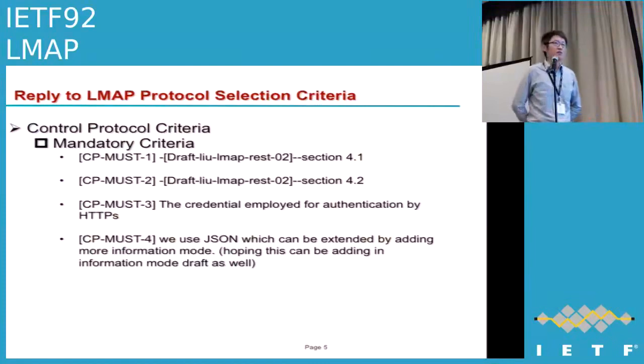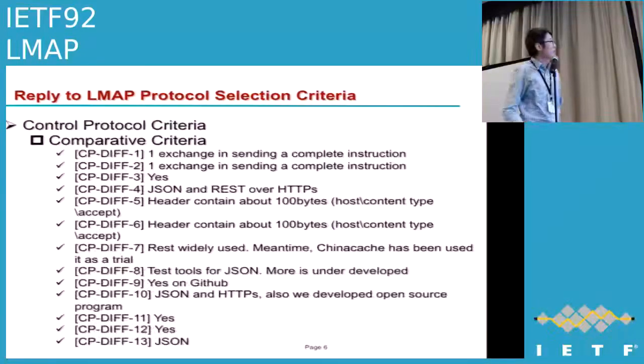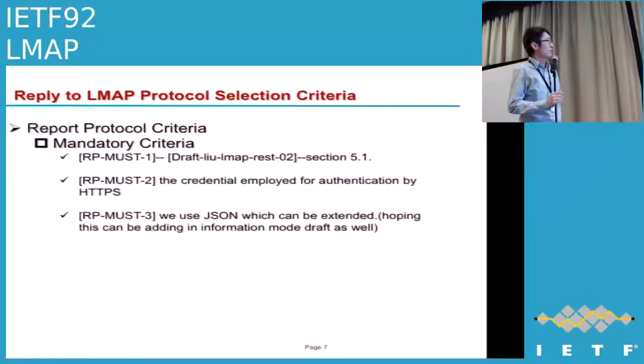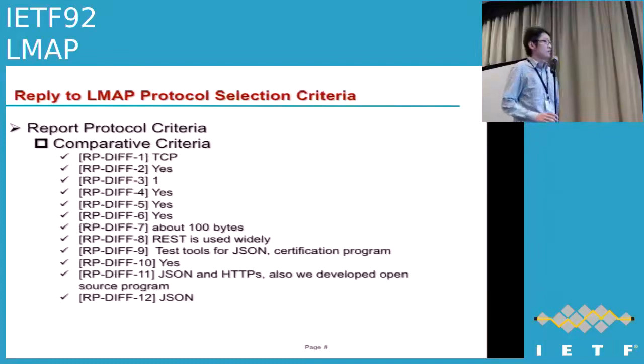Next slide, please. In the reporting protocols, MA-S 1 is also mentioned in section 5.1, and for MA-S 2 the credential part is also by HTTPS, and the third part is that we also use JSON to be added. I think more detail can be added soon. Next slide, please. We use this over TCP, and we now have an open source program on GitHub. Next slide, please.